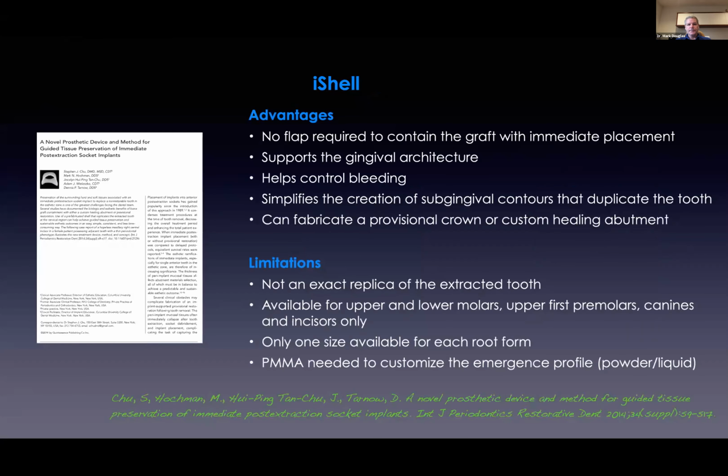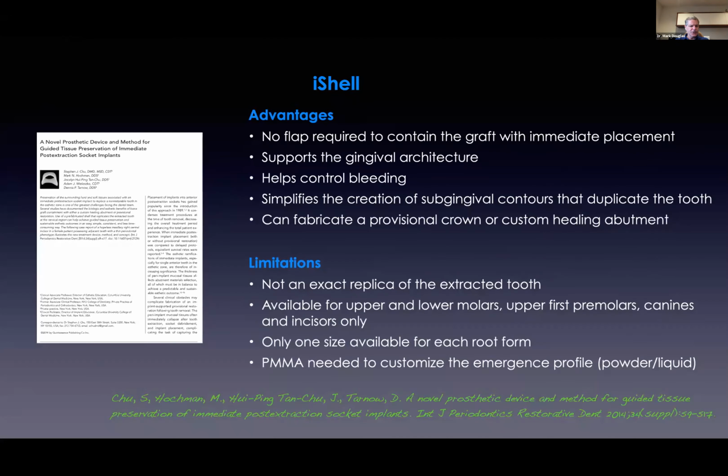The advantage is no flap is required to contain the graft with immediate placement. It supports gingival architecture. It helps control bleeding. And it simplifies the creation of subgingival contours that duplicate the tooth. And you can fabricate a provisional crown or a custom healing abutment on top of it, doesn't matter which.